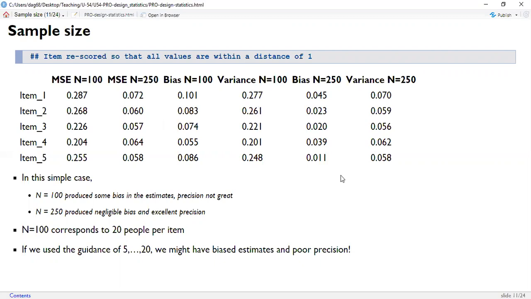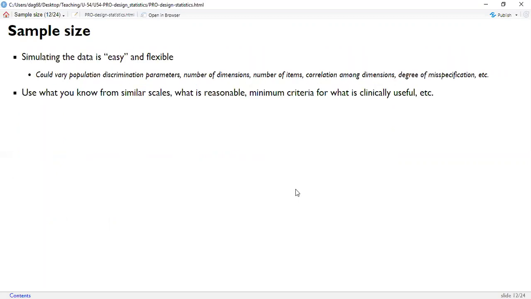So you can see by varying some conditions, in this case the sample size, you can get a good sense of what's happening in terms of bias and variance. And so simulating data is, I put easy in parentheses here because it does require you to learn a bit of coding. But once you get a hang of the coding, it becomes fairly easy. And it's very flexible.